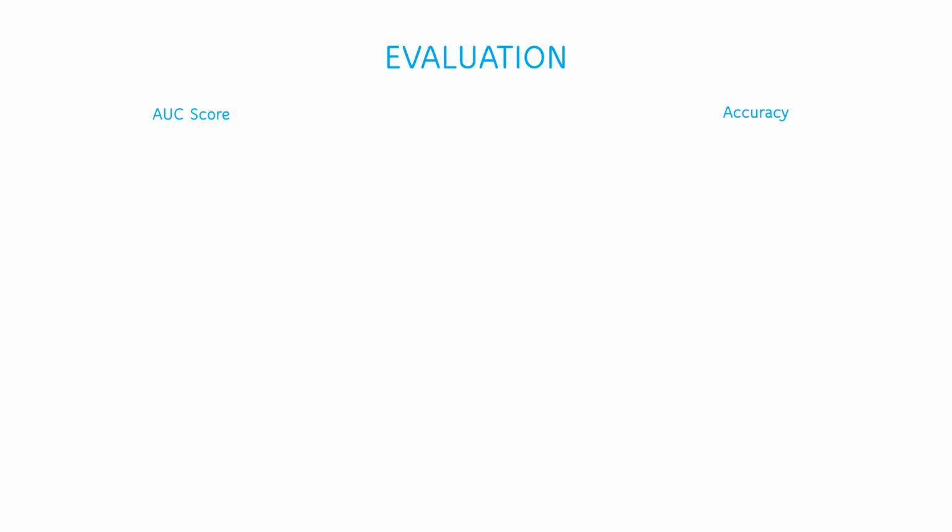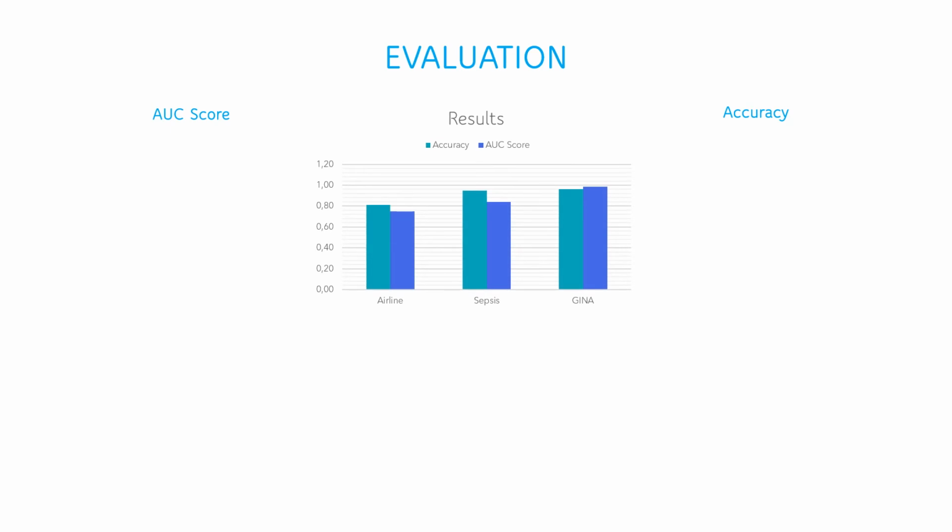Now, let's see how the model performs in each dataset. The metrics I use are the accuracy of the prediction and the AUC score of the probabilities. As you can see, both accuracy and AUC score behave quite well even in the worst case, which is the airline dataset. In this case, I obtained an accuracy of nearly 80% and an AUC score of around 0.74.